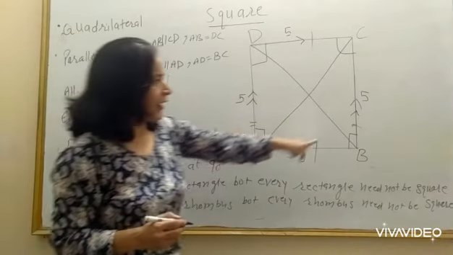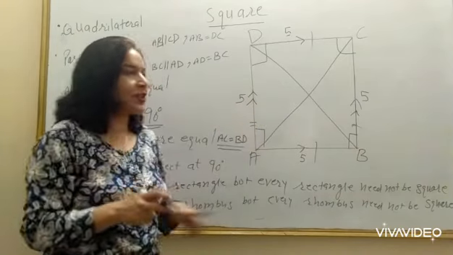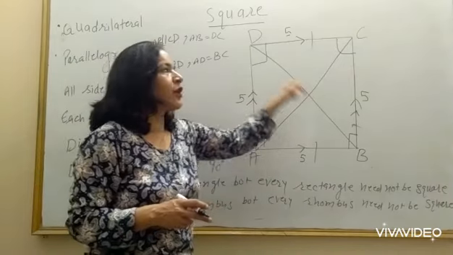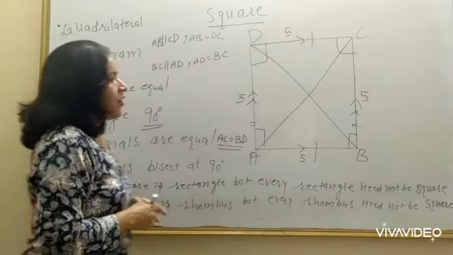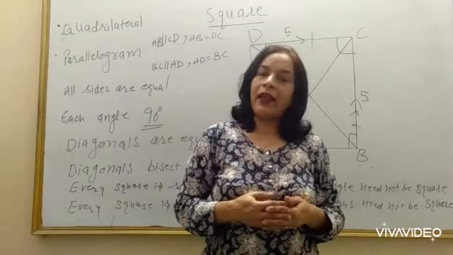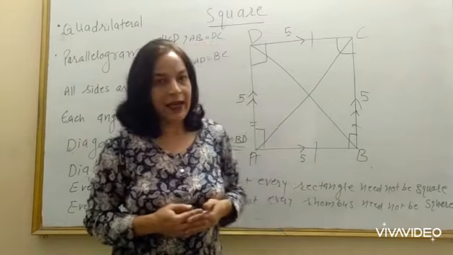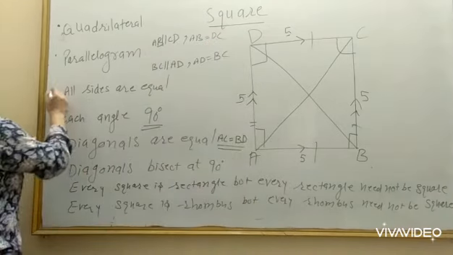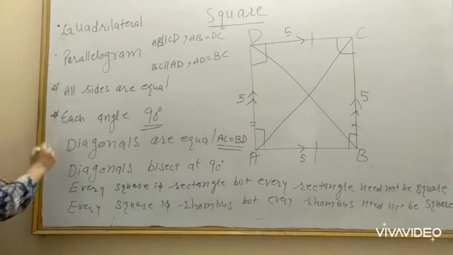So it is a rectangle, but what is special? In this rectangle all sides are equal, so it becomes a square. So we can define a square as a rectangle where all sides are equal. So till now, all sides are equal, each angle is 90 degrees, diagonals are equal.